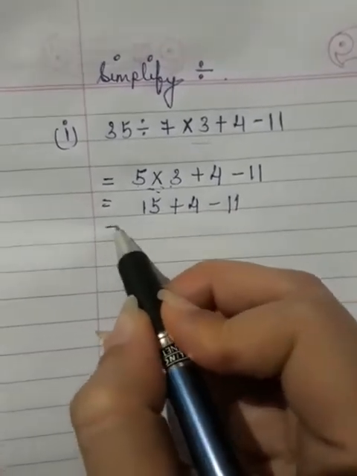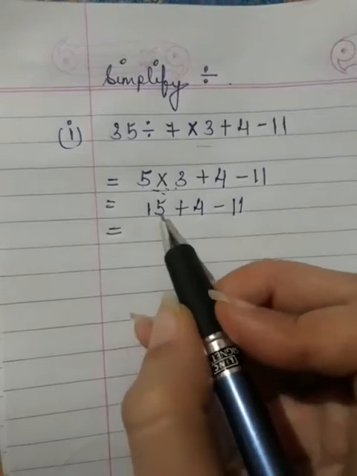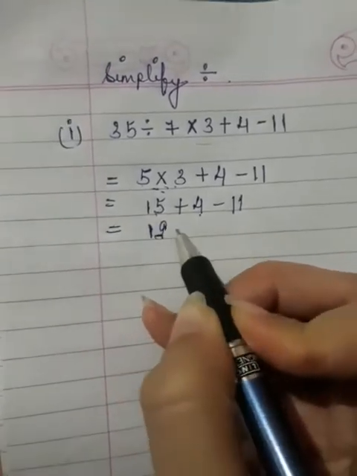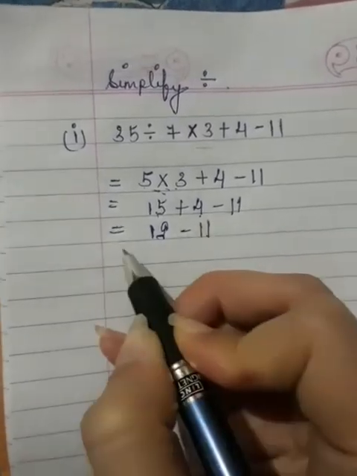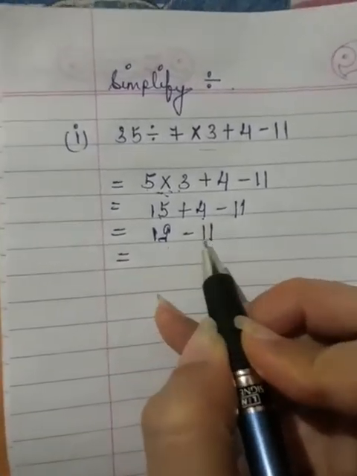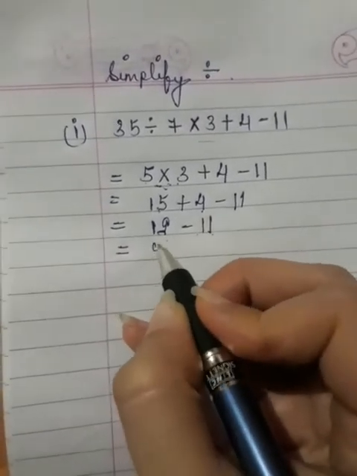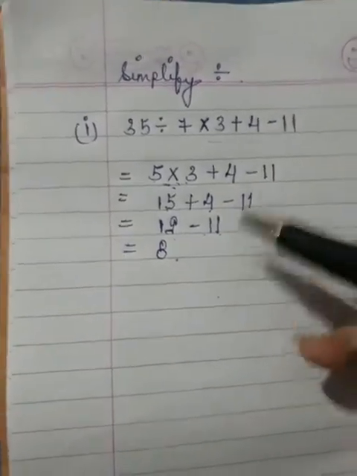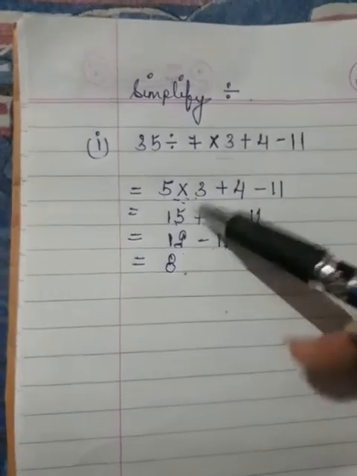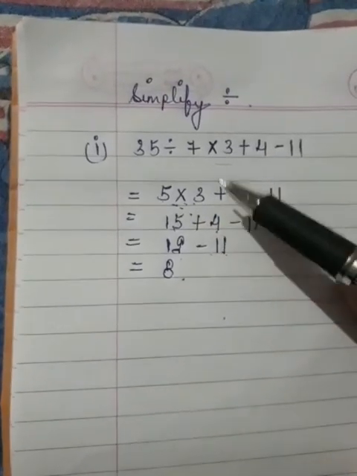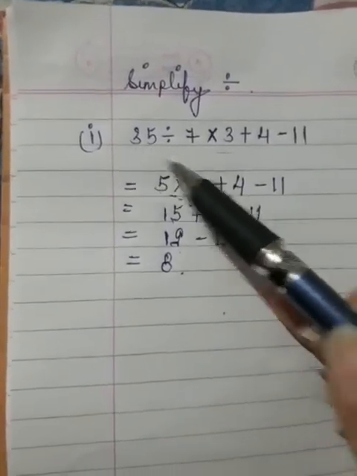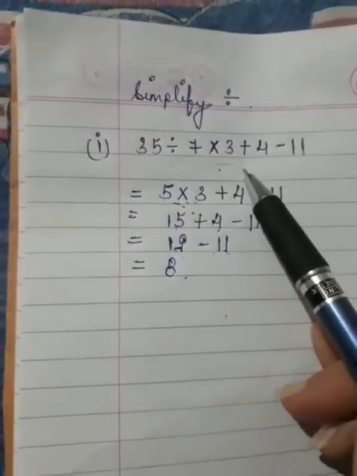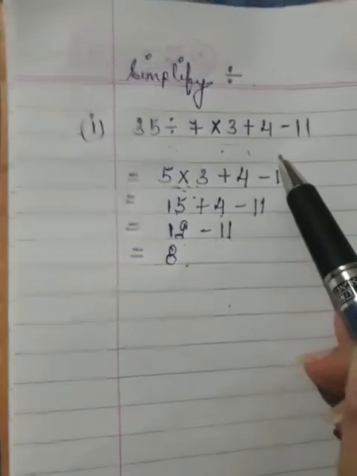And then we have to perform the addition. So 15 plus 4 is 19. And then finally subtraction. 19 minus 11 is 8. So this is how we have to simplify the expression. We can simplify the expression only by the DMAS rule, which says that we have to first perform the division and then multiplication, then addition, and then lastly subtraction.